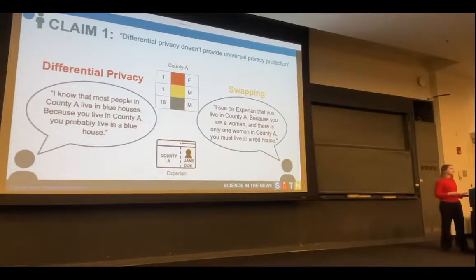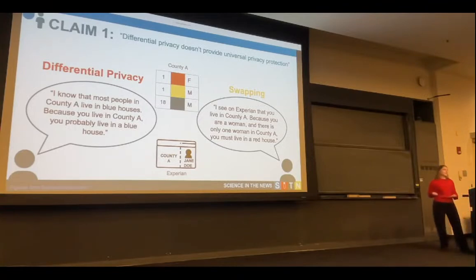So the differential privacy community released a statement about this, and it talks about the difference between the ability to predict based on inference versus learning. So for example, we can talk about this in the context of our house color example. Say we have this data about County A as shown on the screen, and if we know that you're in County A, we can say that you probably have a blue house, right? Because most people in County A live in blue houses.